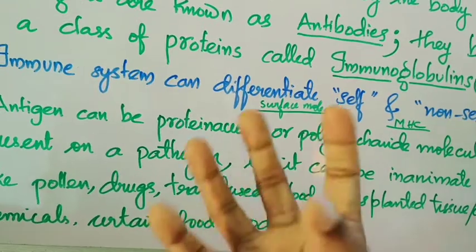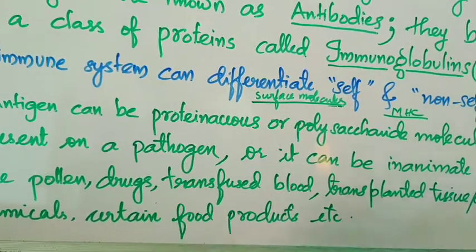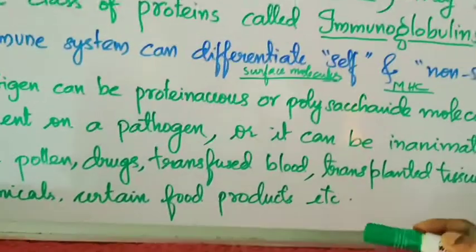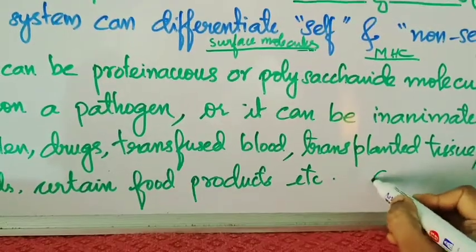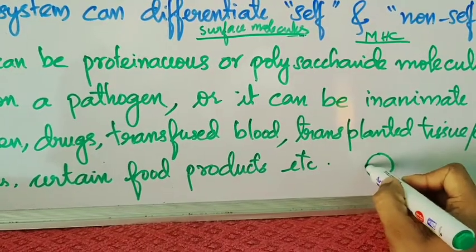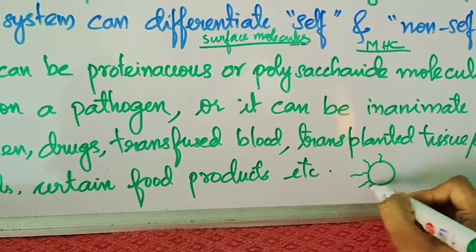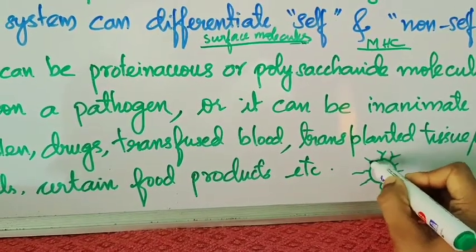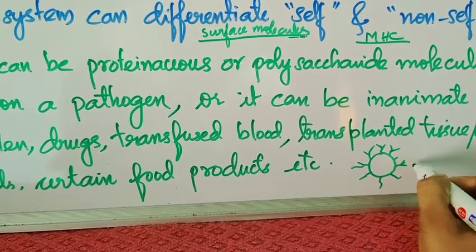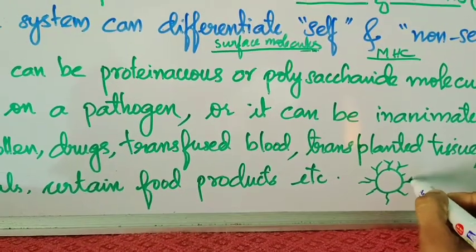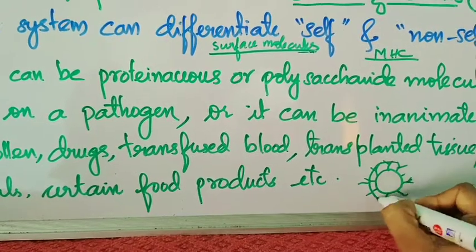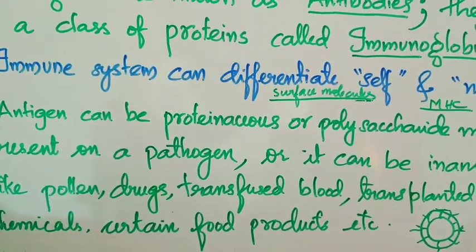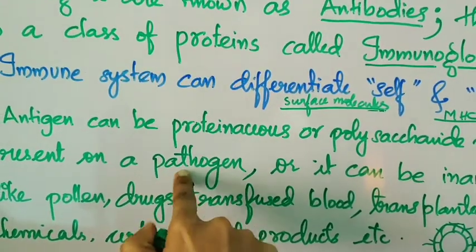It can be either, you take a pathogen, on the surface of the pathogen there will be certain structures. Okay, there will be certain proteinaceous or polysaccharide structures. For example, you take this as a pathogen. So on the surface of this pathogen, there will be certain structures like this. Proteinaceous or polysaccharide structures. Now these structures are identified by the cells of our immune system, and we call these structures the antigen.